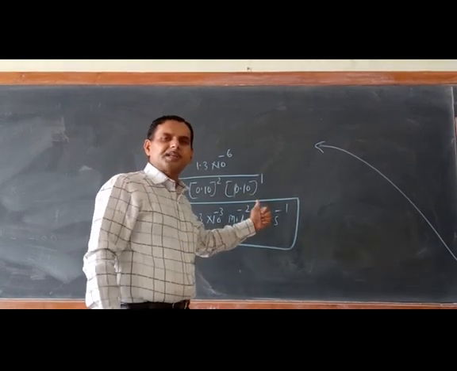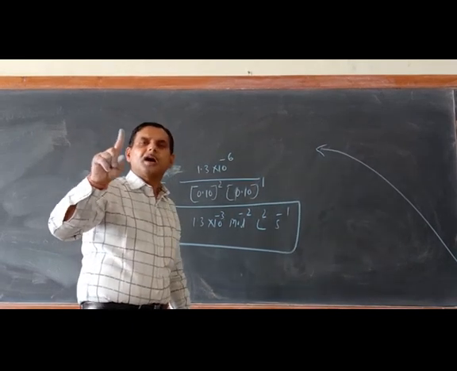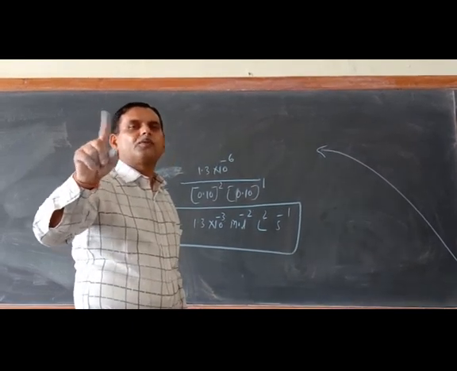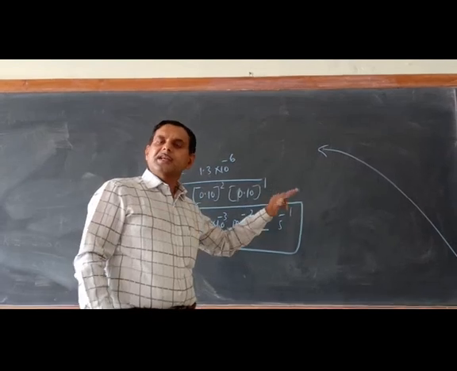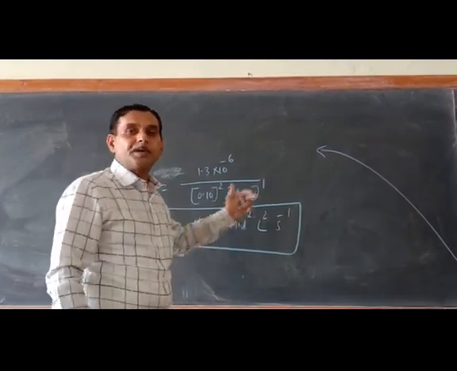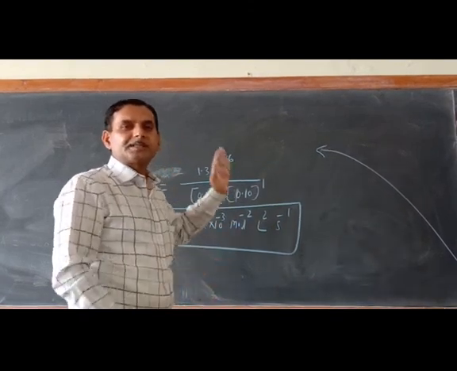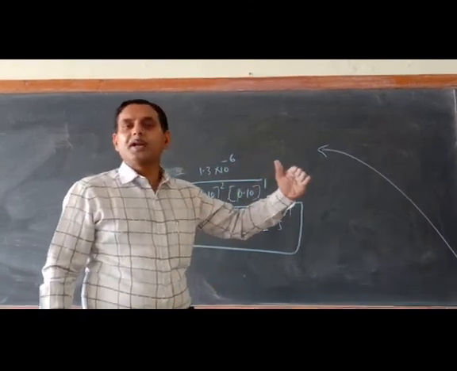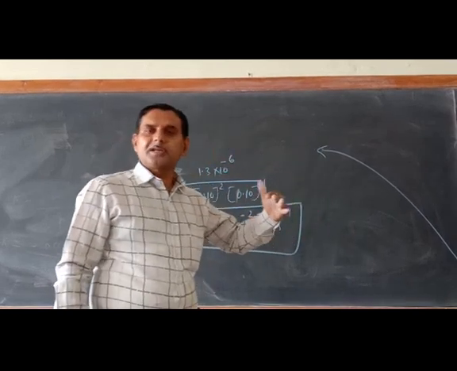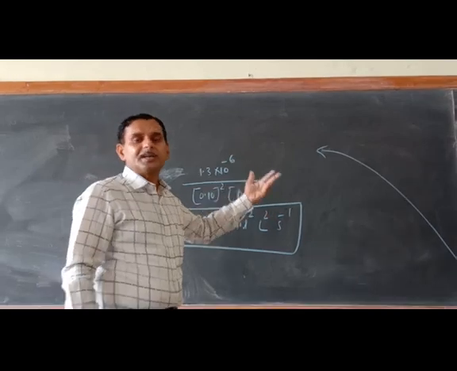Just see, in this experiment or in this numerical, first we have got the order of reaction with respect to NO, that is P. And in second operation we have got the order of reaction of Br2, that is Q. So the beauty of this method is, one by one we can get the order of reaction of all reacting species which are present in the reaction.